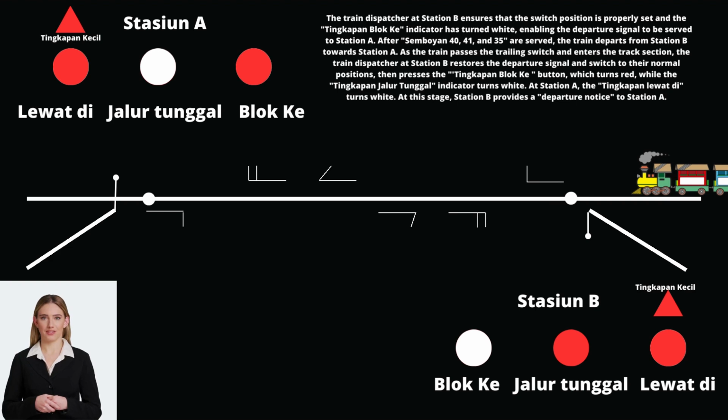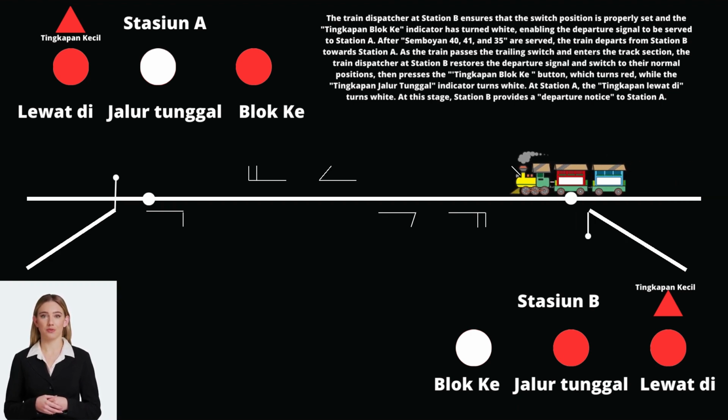The train dispatcher at Station B ensures that the switch position is properly set and the keretaapiindonesia indicator has turned white, enabling the departure signal to be served to Station A. After semboyan 40, 41, and 35 are served, the train departs from Station B towards Station A.